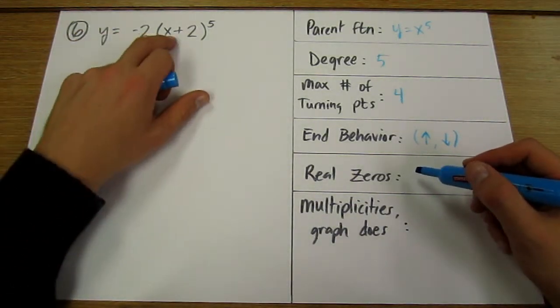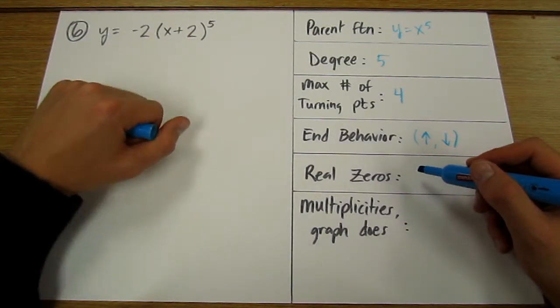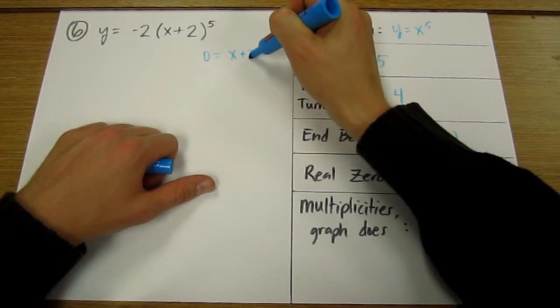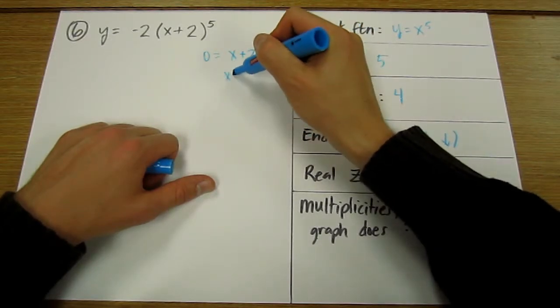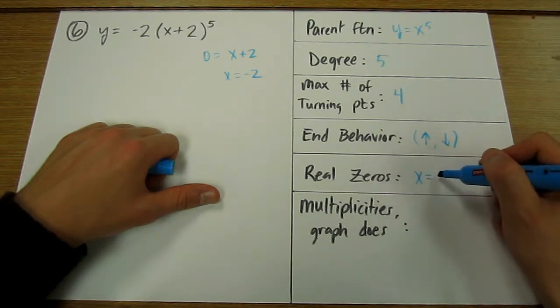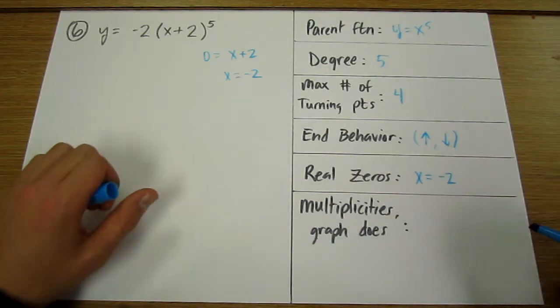Our real zeros come from setting this equal to 0. So we say 0 equals x plus 2, and subtracting 2 from both sides, we get x equals -2. And that is our real zero. x equals -2.